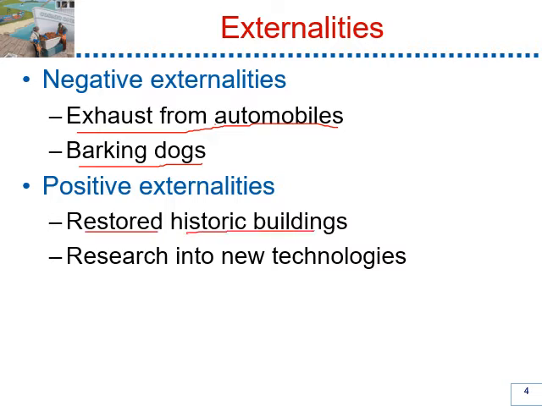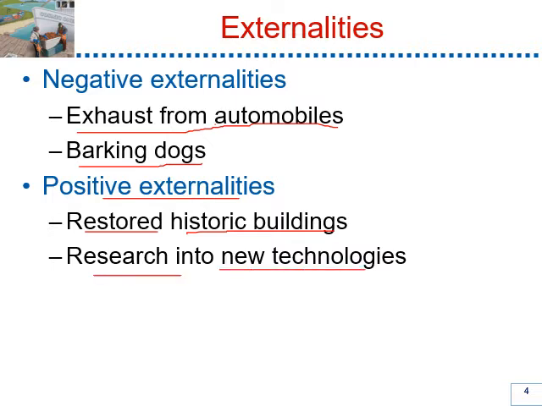Restoring a historic building is an example of a positive externality because people who walk or ride by can enjoy the beauty or the sense of history that this building provides. Building owners do not get the full benefit of restoration and therefore tend to discard old buildings too quickly.